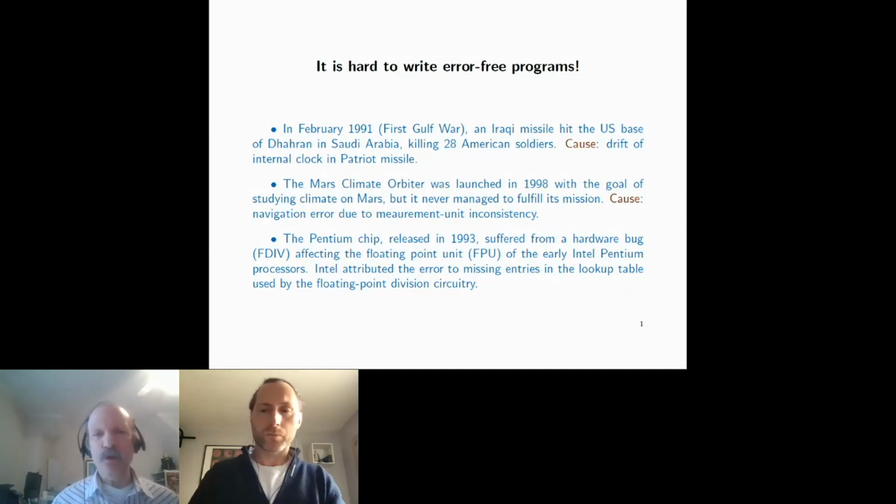One of the early insights when you start programming, when I started writing my first program in Fortran, is that it's very hard to write error-free programs. And there is a long list of not just bugs, but very bad bugs. I mean, life-critical bugs, property-critical bugs, all the way from not intercepting Iraqi missiles to crashing the Mars Climate Orbiter, the Pentium chip. It's just a very, very long list.